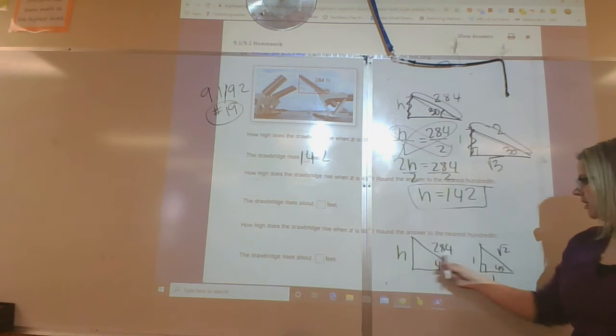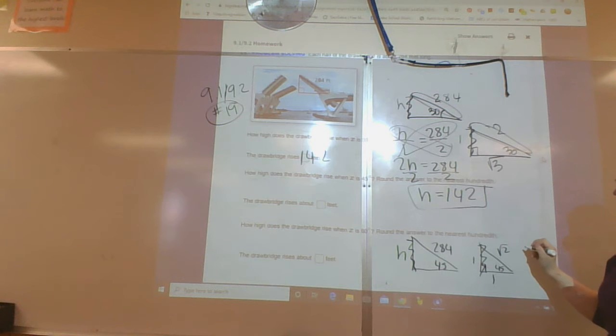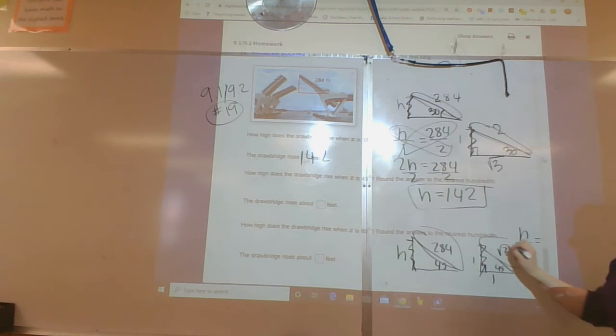Okay, so I'm going to do h over 1. This side goes with this side here. So h over 1 equals 284 over square root 2. Now I'm going to cross multiply.